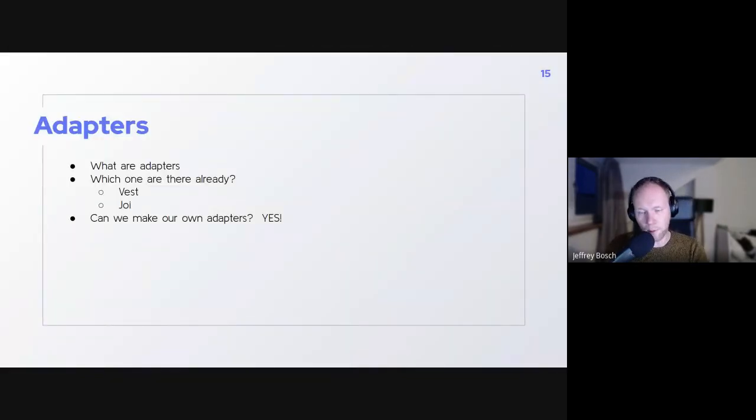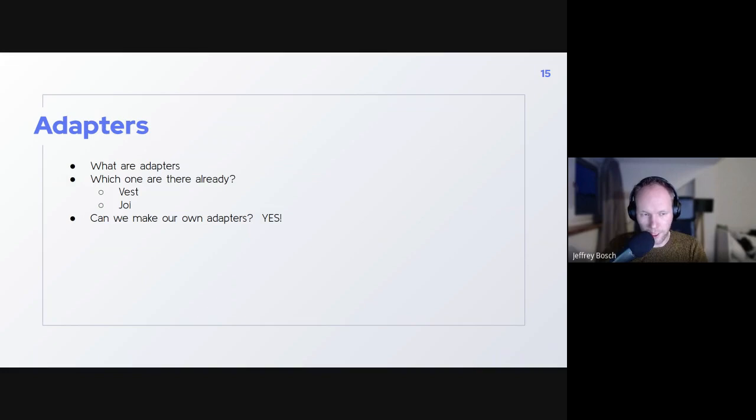We built a couple of adapters, and the adapters are there to help you show an error or use a validation library. We made Vest and Joy so that you can easily say, okay, I want to use Vest, use the adapter, and you just put in a suite of tests for your model, and you can use it.